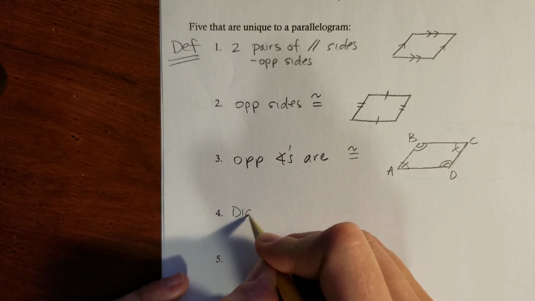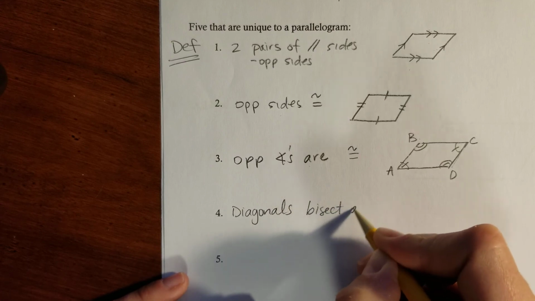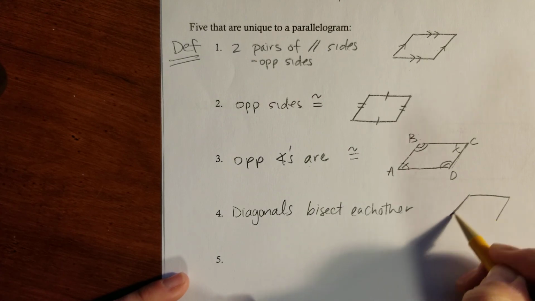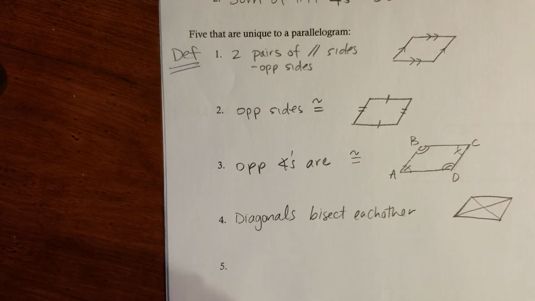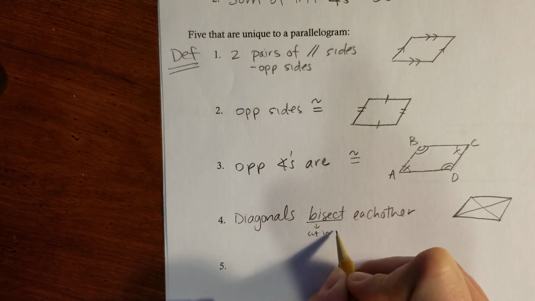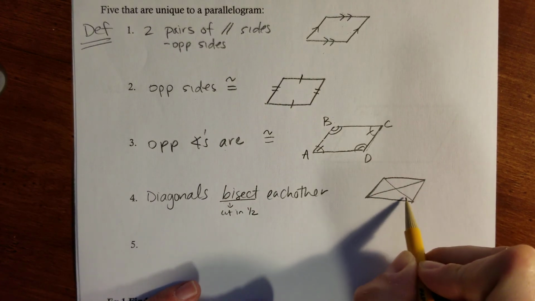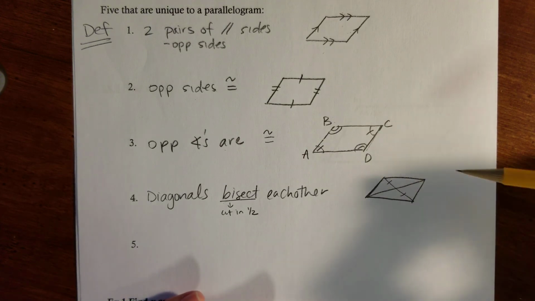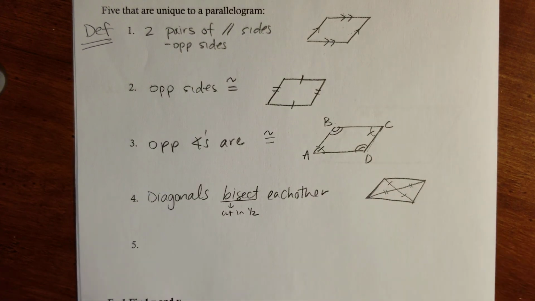Now the diagonals. The diagonals bisect each other. All right, so the diagonals are the segments that go from opposite corner to opposite corner, opposite angle to opposite angle. So the diagonals bisecting each other means they're going to cut each other in half. So this short diagonal is cut in half by the long diagonal, so its two halves are congruent. And the long diagonal is cut in half by the short diagonal, so its two halves are congruent.